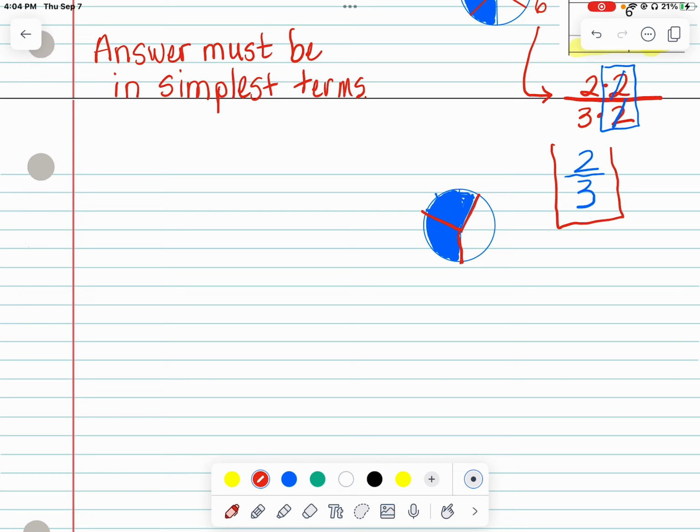So that's what simplest terms means. It means we haven't cut any extra pieces.